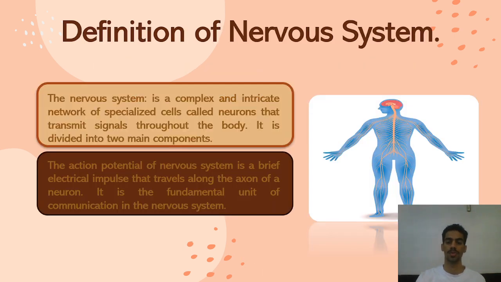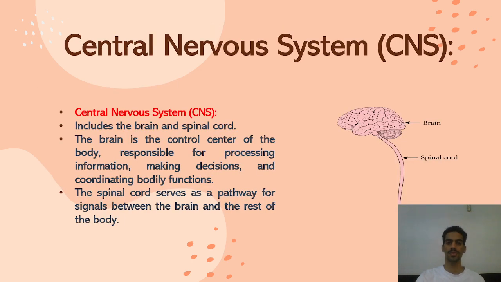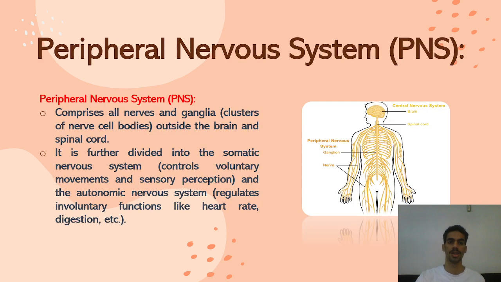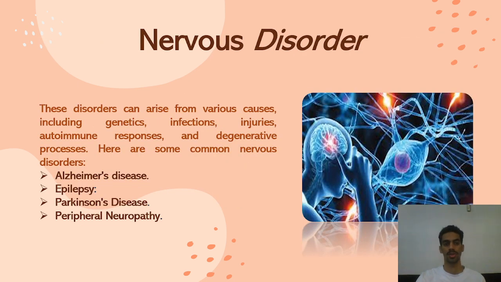And here is the definition of the nervous system. The nervous system is a complex and interactive network. The action of the nervous system is a brain and electric impulse. Here is the central nervous system, CNS, and the peripheral nervous system. Nervous system disorders like epilepsy, Alzheimer's, Parkinson's, peripheral neuropathy.